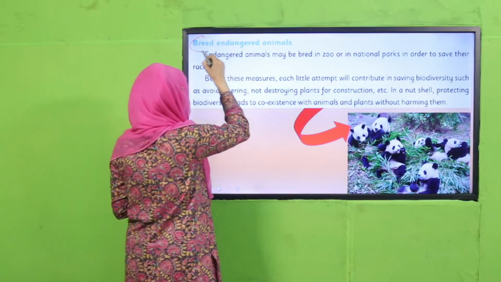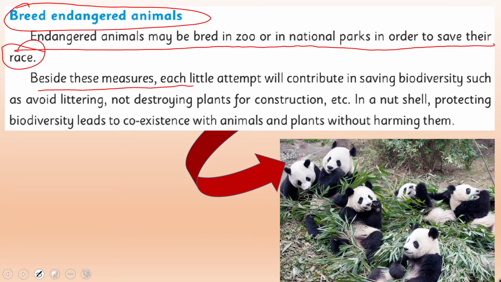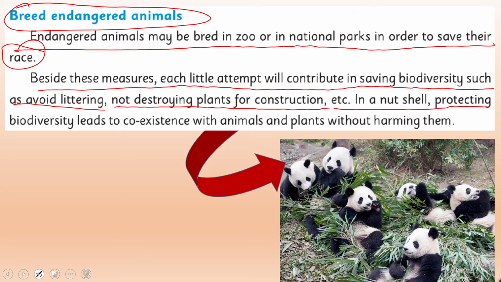Then breed endangered animals. Endangered animals may be bred in zoo or in national parks in order to save their race. Besides these measures, each little attempt will contribute in saving biodiversity, such as avoid littering, not destroying plants for construction, etc. In a nutshell, protecting biodiversity leads to coexistence with animals and plants without harming them.